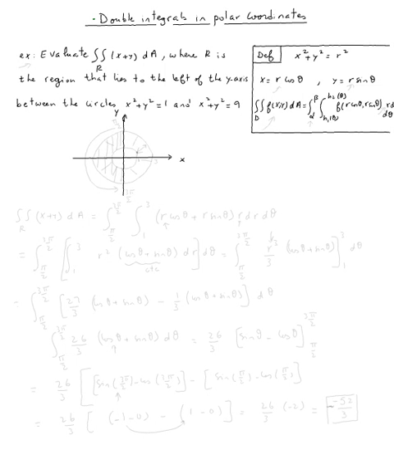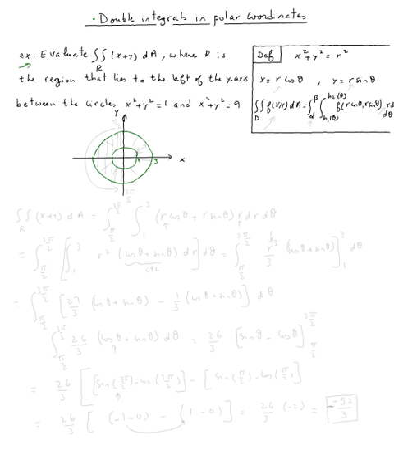The topic is double integrals in polar coordinates. So let's do this example. Evaluate the double integral over the region R of the function x plus y dA, where R is the region that lies to the left of the y-axis between the circles x squared plus y squared equals 1 and x squared plus y squared equals 9, so the radius is 3. This is 3.